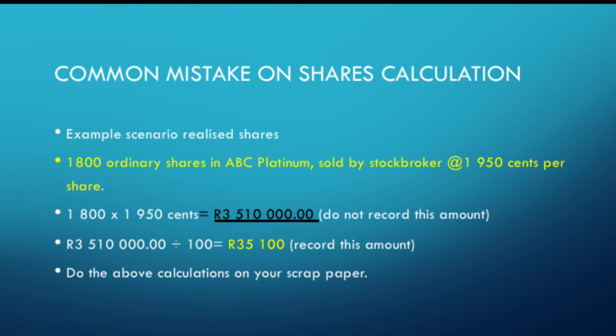What do you do? You're going to say 3,510,000 divided by 100. Then it's going to give you 35,100. Then you record this amount. You must do the above calculations on your scrap paper. If you record 3.510 million, you are going to lose all the calculations and it's going to cost you. So you must always remember, where there are cents, you must divide the amount that you get from multiplying the number of shares with those cents by 100.